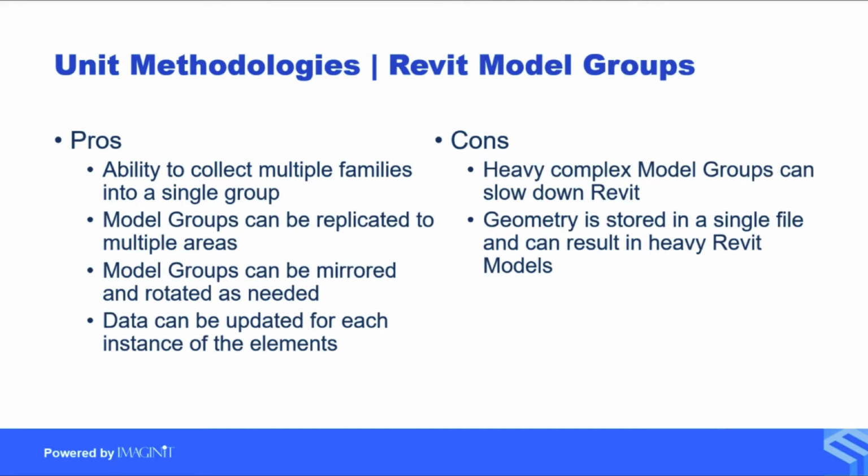The other option is to look at model groups, taking the idea of a link, for example, but now it's living inside of that host file. It becomes just a group. So we're collecting all that information. We can replicate it all around. We can mirror it and rotate it, that group, and actually reduce some of the complexities we have of hosted elements sometimes. But the metadata that's inside of that model group and inside those elements in that group can be updated.